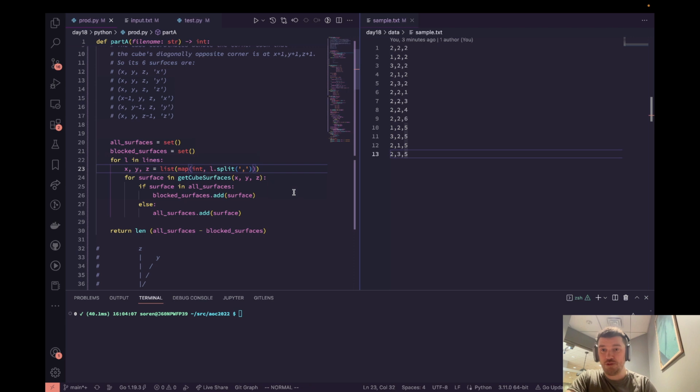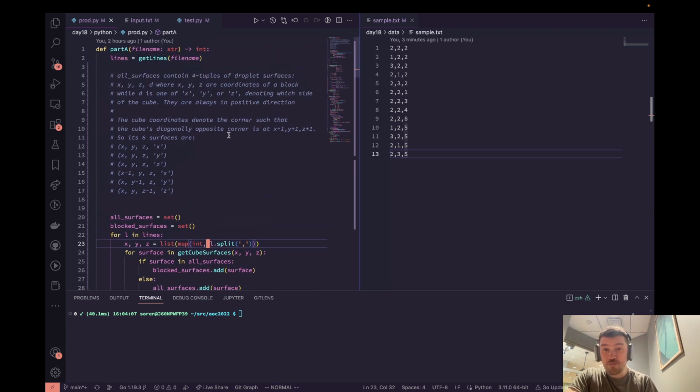Okay, so the trick then, as I said, is, given a cube, to find a way to return all the surfaces, and then do all the set operations needed to make that work.